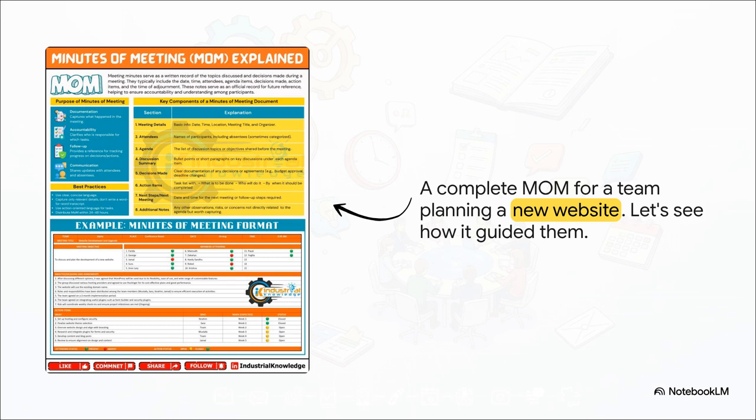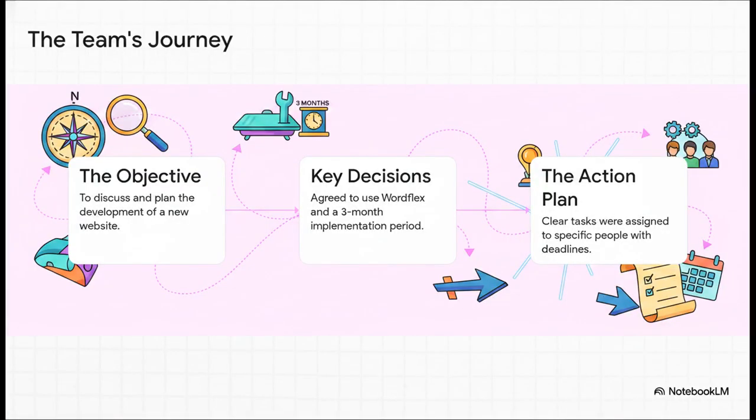Now, let's follow the key steps they took. So let's trace their path, okay? They started with a super clear objective. Then they reached some key landmarks. They made solid decisions about the platform and the timeline. Boom, done. And from those decisions, they plotted their route forward with a crystal clear action plan. See how the map just gives their whole journey structure?